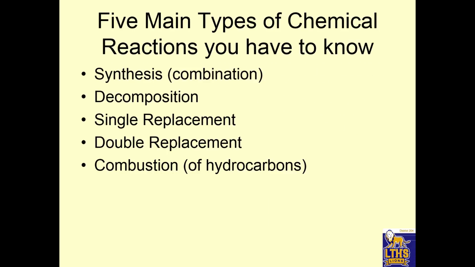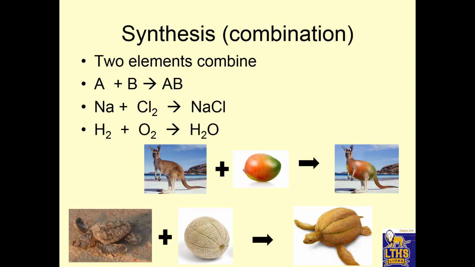Alright, so 5 main types of chemical reactions that you're going to have to know: synthesis, decomp, single replacement, double replacement, and combustion. So let's do them one by one.